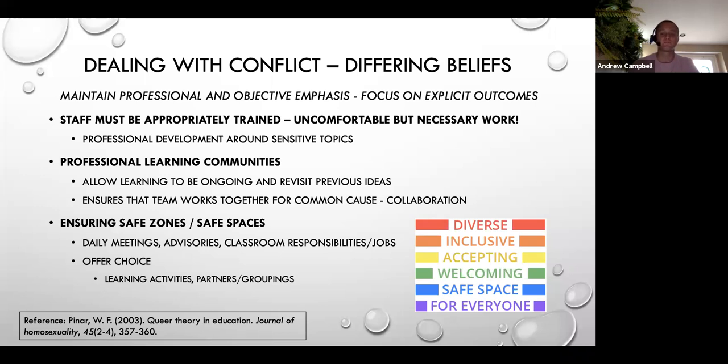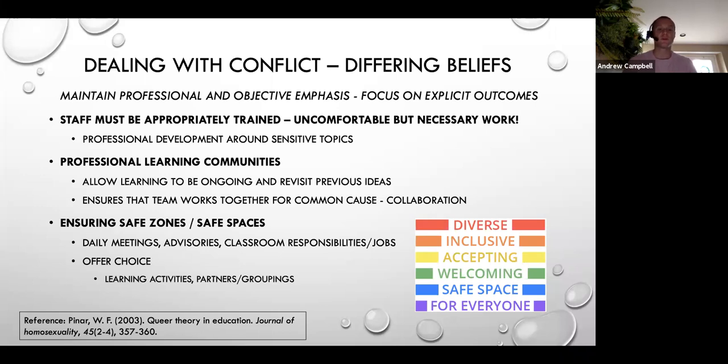Just a few things that can help with being proactive: making sure that staff is appropriately trained. Again, it's uncomfortable but necessary work. Some staff members simply don't touch upon certain topics, they push that into the null curriculum. What's not being taught, they're choosing not to teach because they don't know how. So for some of these sensitive topics, offering professional development is one avenue that can be done proactively.